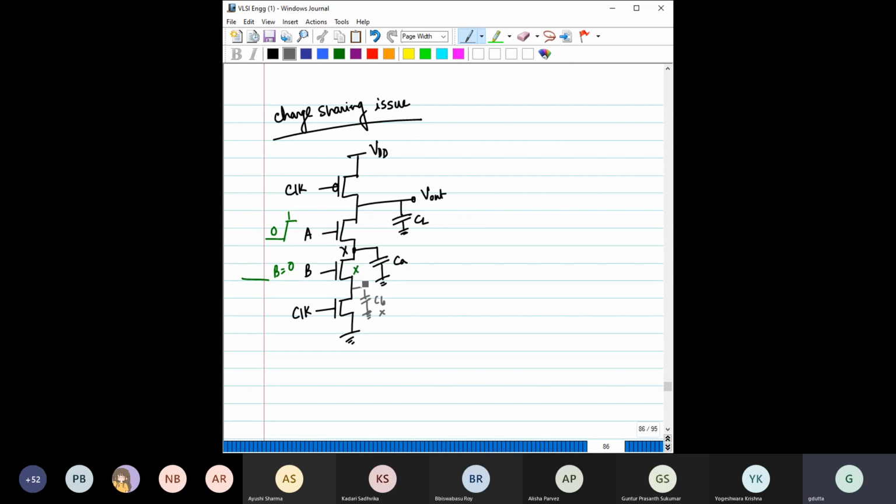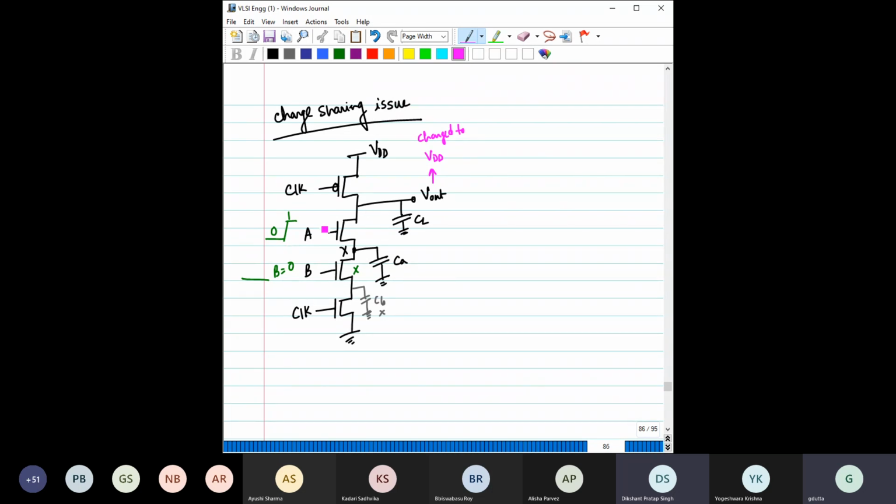Initially we make sure that the charge stored in CA and CB is equal to 0, so no charge was stored here, right? B is kept at 0, and now A we are planning to give from 0 to 1. Now the first stage is the pre-charge state. During the pre-charge state, what happened? This Vout, this CL, will charge to VDD.